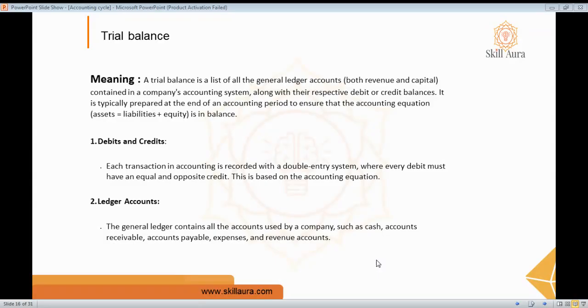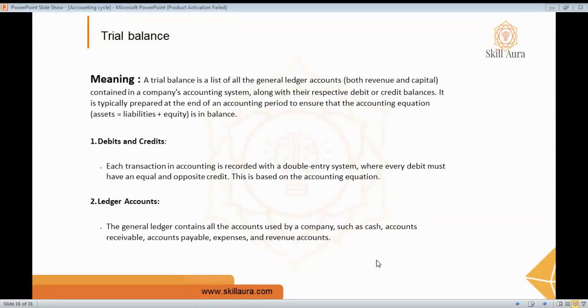A trial balance is a list of all the journal ledger accounts, both revenue, expense, and capital. It contains a company's accounting system also, and it includes the respective debit and credit balance. It is typically prepared at the end of the accounting period to ensure the accounting equation, that is, asset equals liability plus equity, is balanced.